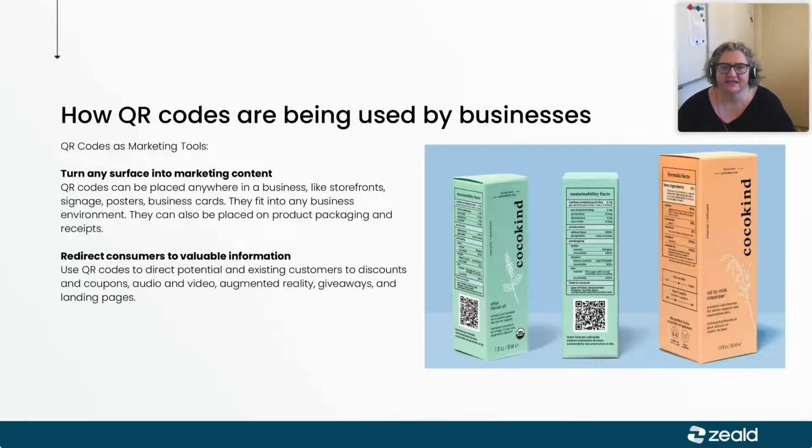So turn any surface into marketing content. QR codes can be placed anywhere in a business, like a storefront, signage, posters, business cards. They fit into any business environment. They can also be placed on product packaging and receipts.